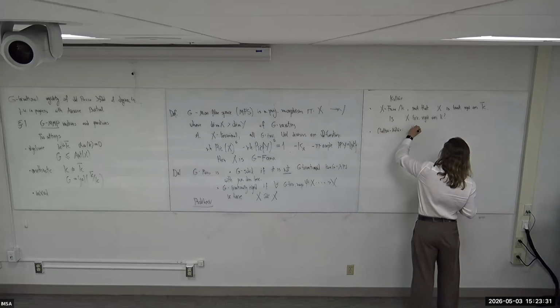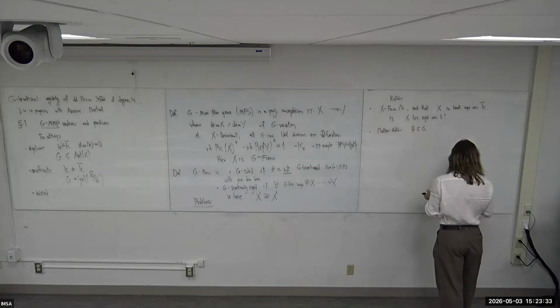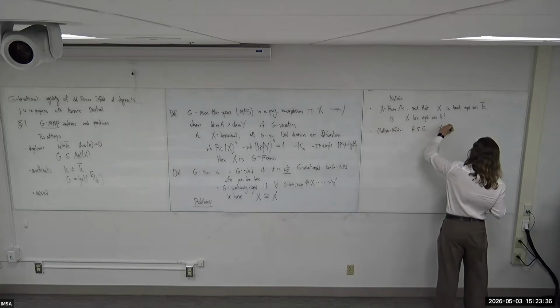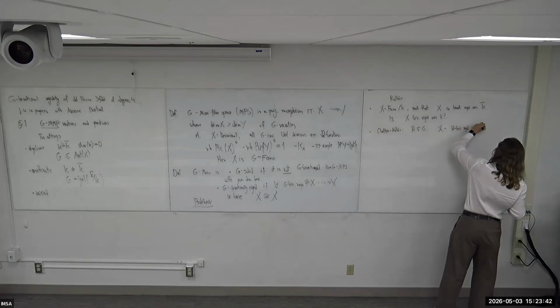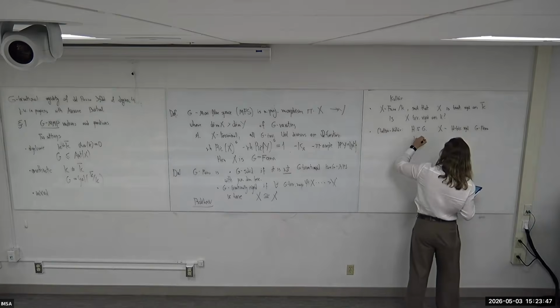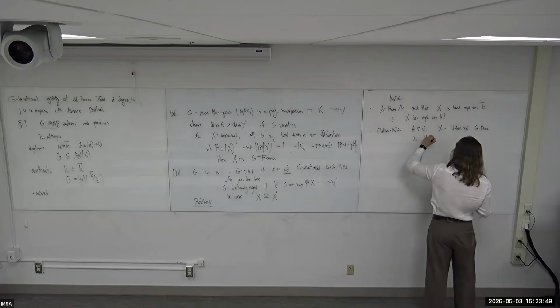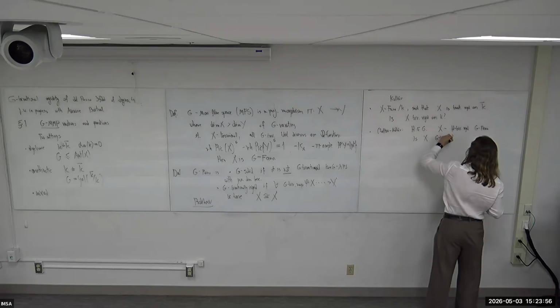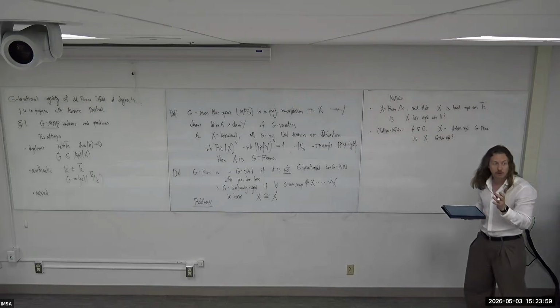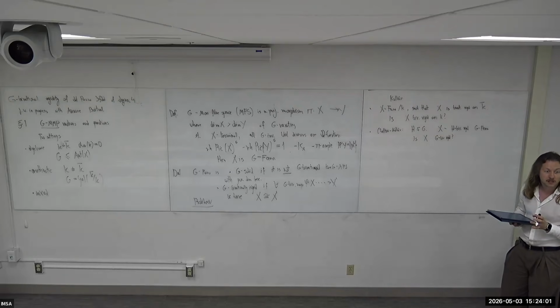I have H, a subgroup of G, and I have X that is H-birationally rigid, a G-Fano. Is X G-birationally rigid? Yes, and as before, nobody believes that this is the case, but nobody can prove it.